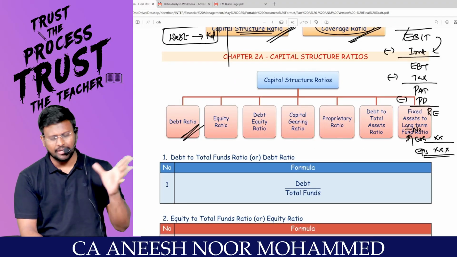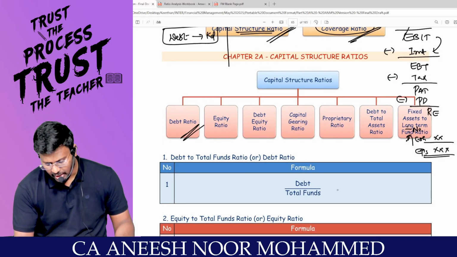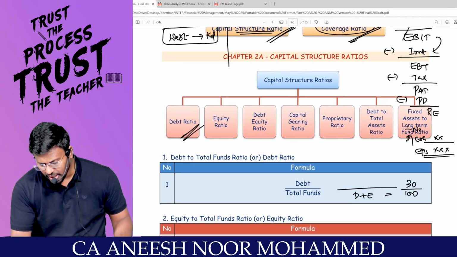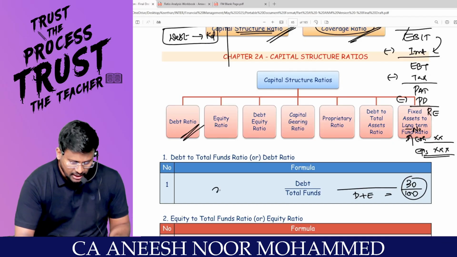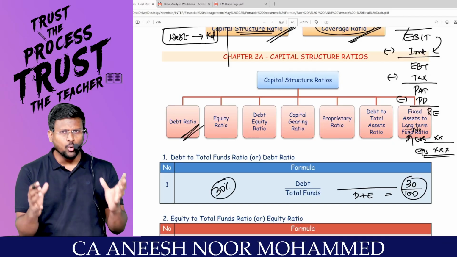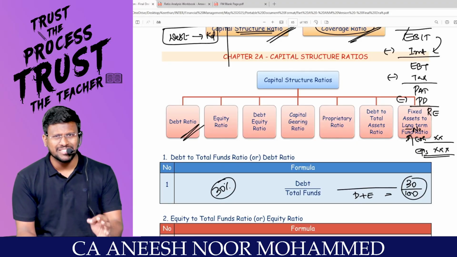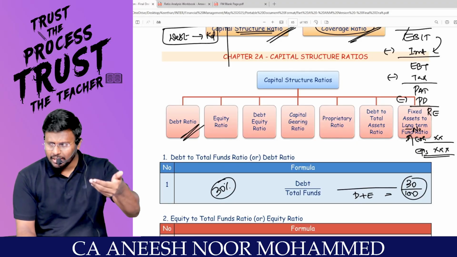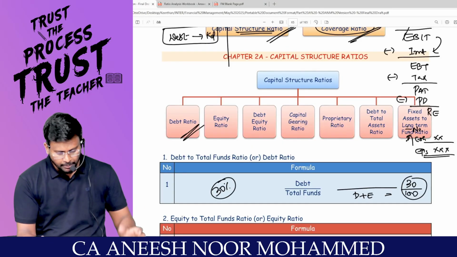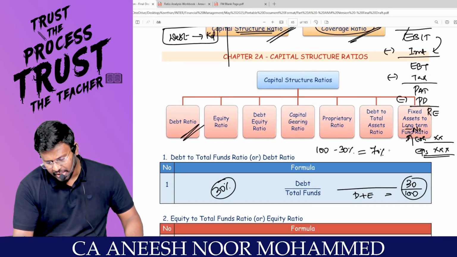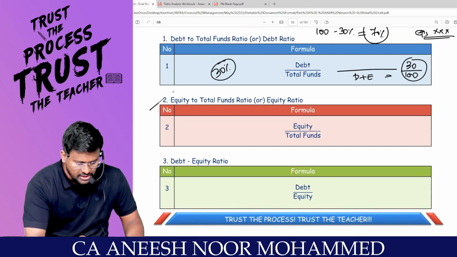First one is debt ratio. That means, my dear lovable students, debt plus equity, I am totally having 100. Out of 100, 30 rupees is my debt, means, sir, the debt ratio can be said as 30%. Simple. Out of the total fund, how much portion is the debt? That's what debt ratio: debt divided by total fund. That means, out of 100, if 30 is debt, automatically 70 will be equity. That's called as equity ratio.